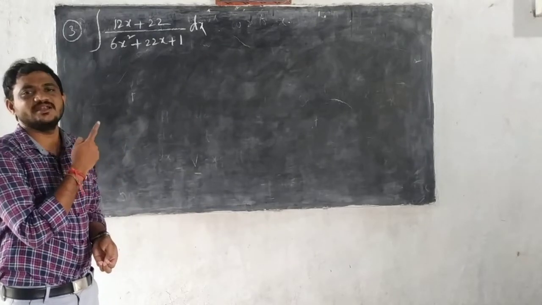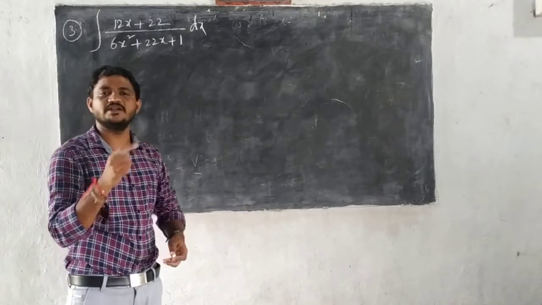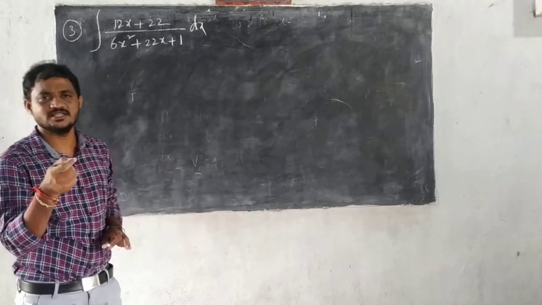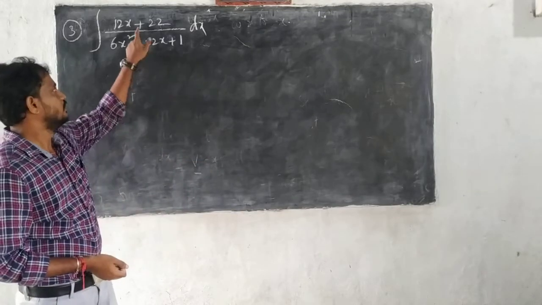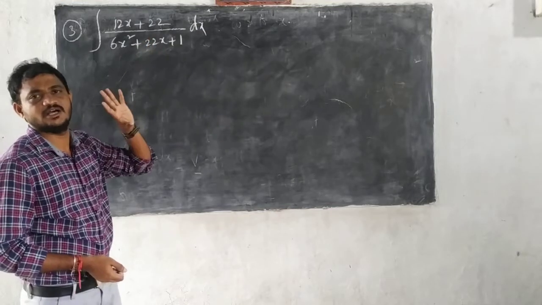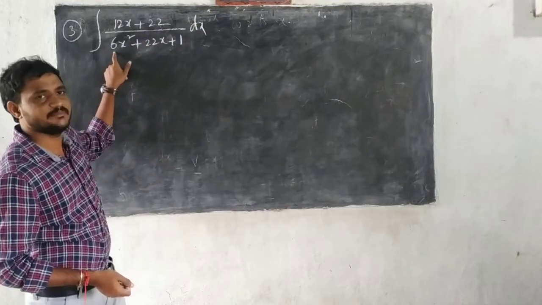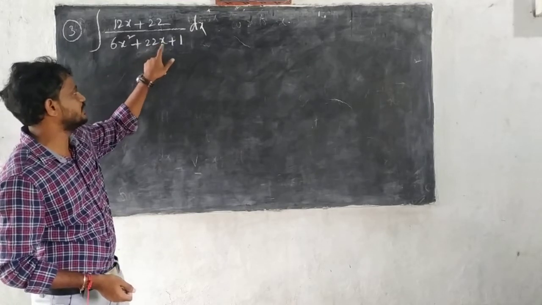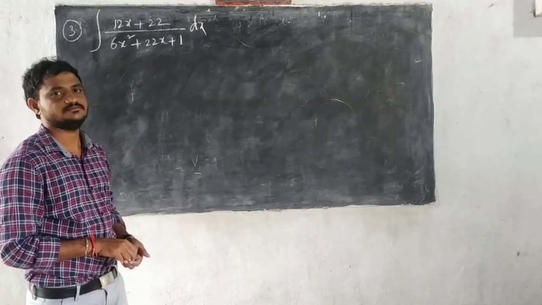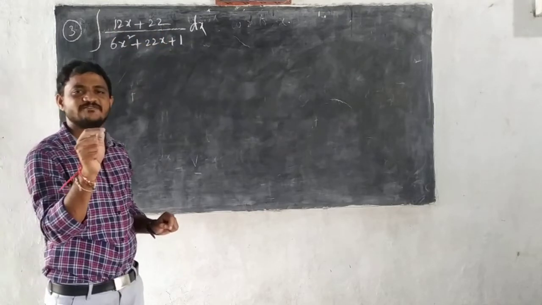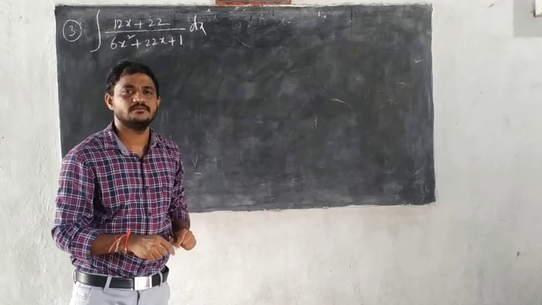It is also not in standard form. So to convert it into standard form, we have to use the substitution method. Right? So what is the substitution method? Here we have a numerator and a denominator. Observe clearly. Here, observe the denominator 6x square plus 22x plus 1, and the numerator 12x plus 22. Which is the function, which is the derivative?